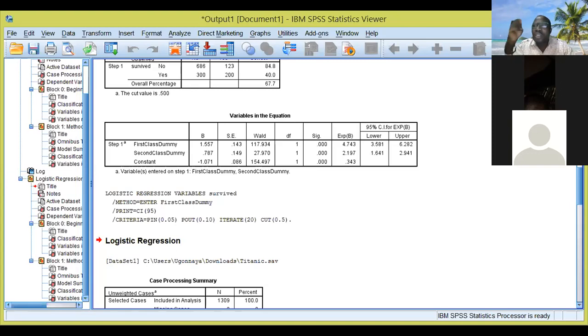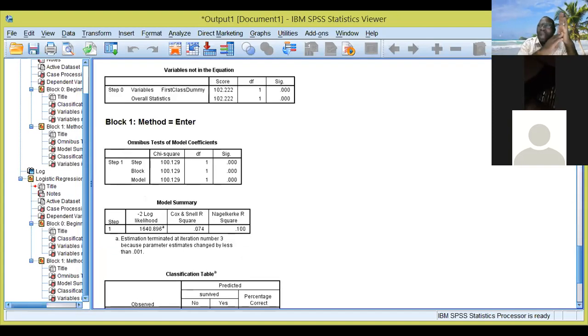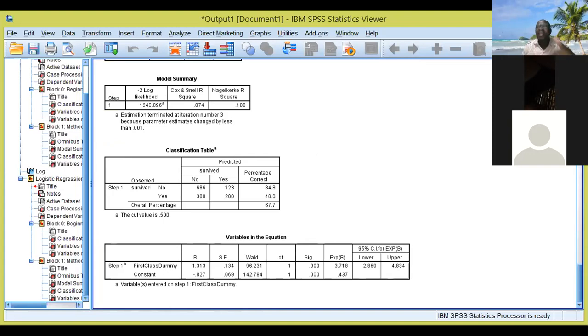But if you run it separately, you remember that when you put the first class, it's only first class you coded 1, the remaining ones are 0. It's like you are comparing first class with every other thing, the combination of second class and third class. So you won't expect it to be as high because you have diluted the third class with second class, you mix them together. So the number of times the first class will survive more than them will not be as high as when first class is compared with third class.